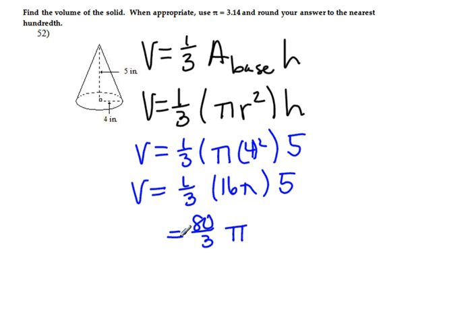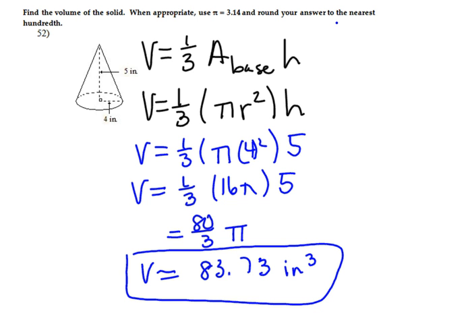So I'm going to divide the 80 by the 3, which gives me 26.667, but I'm not going to round that. I'm going to go ahead and then multiply that by the 3.14, which is what they ask us to use. That gives me 83.73, and the 3 keeps repeating. Looking up here, I'm rounding to the nearest hundredths place. So in this case, we are dealing with volume, inches cubed are my units.